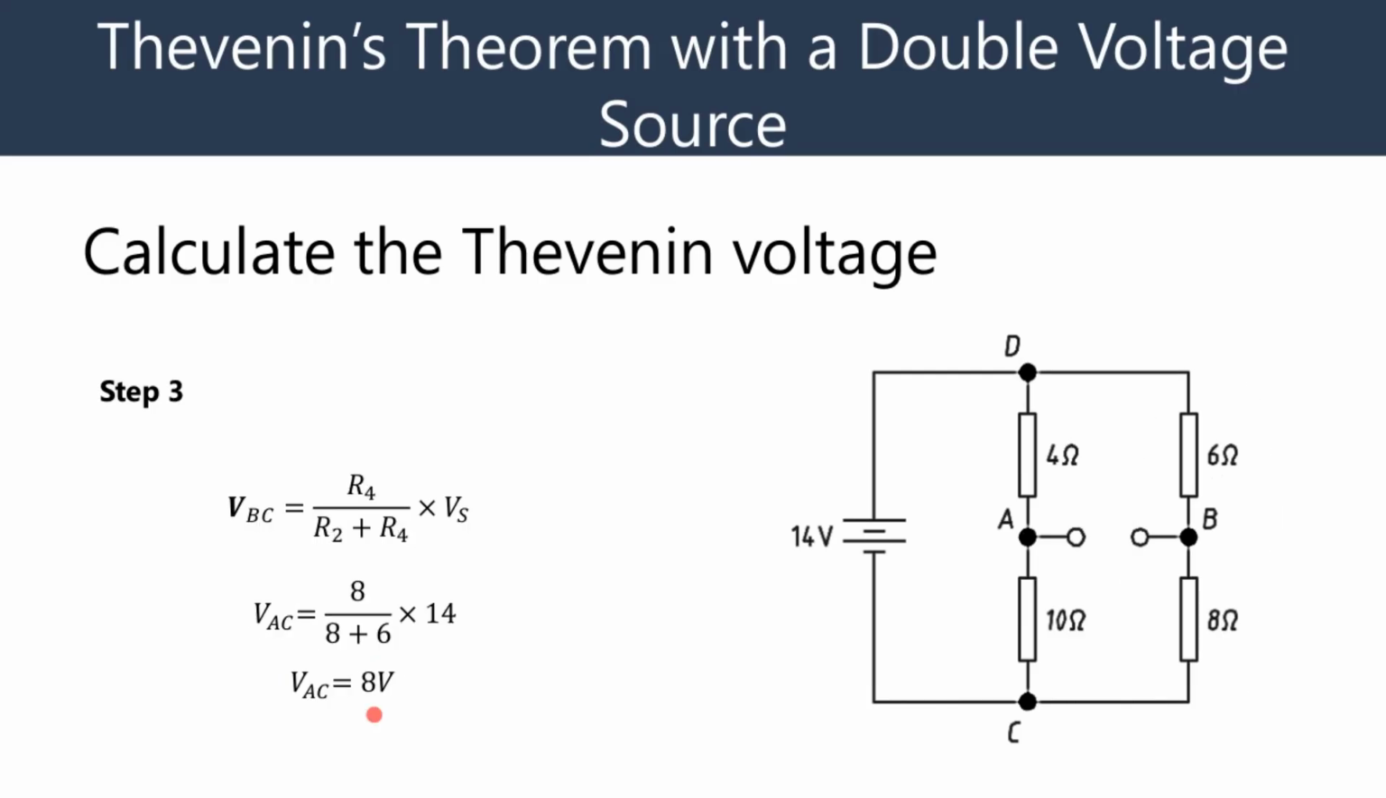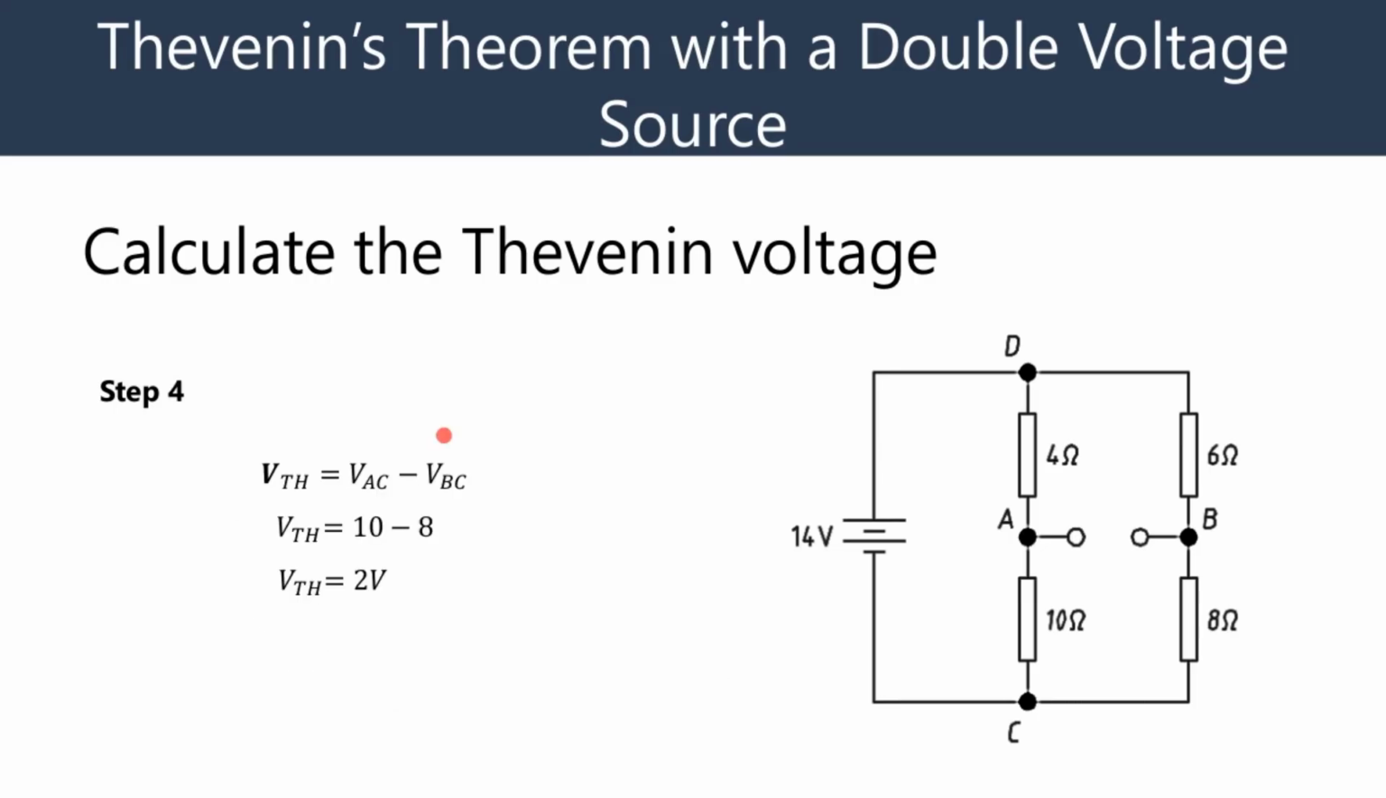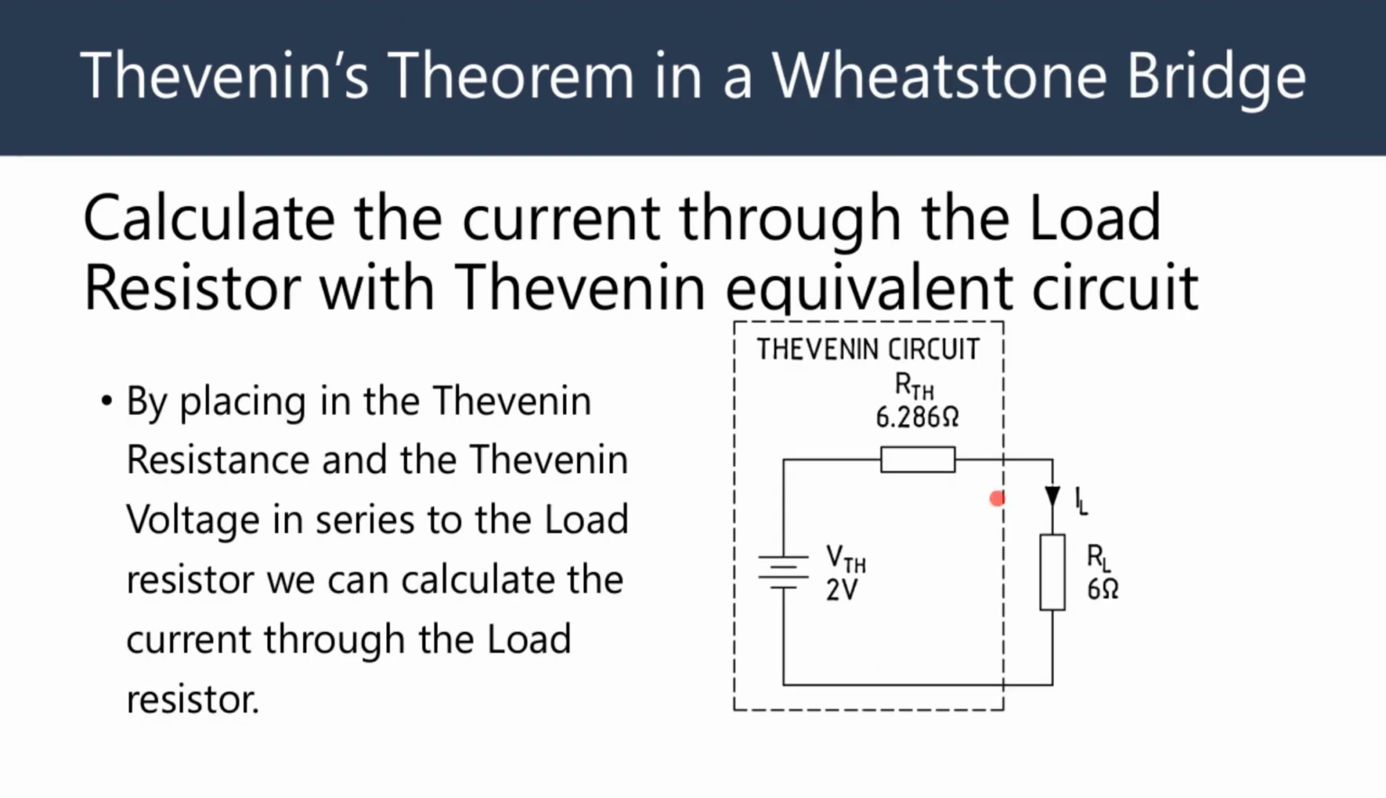Okay, so we get the 10 volt. You do the other calculation, you get the 8 volt. Okay, so 8 volt, 10 volt. You deduct the two from each other. Okay, VAC minus VBC, 10 minus 8 gives us 2 volt. That's 2 volt directly over here. All right. Then I place it back into Thevenin circuit.